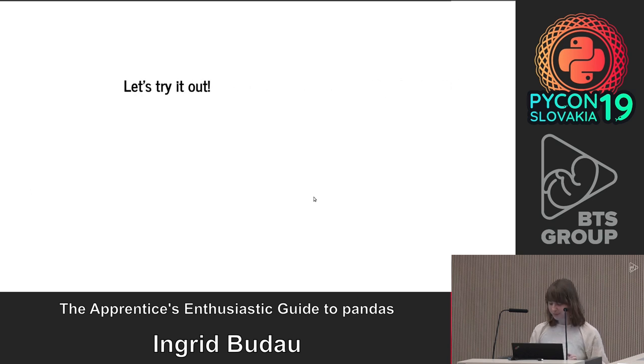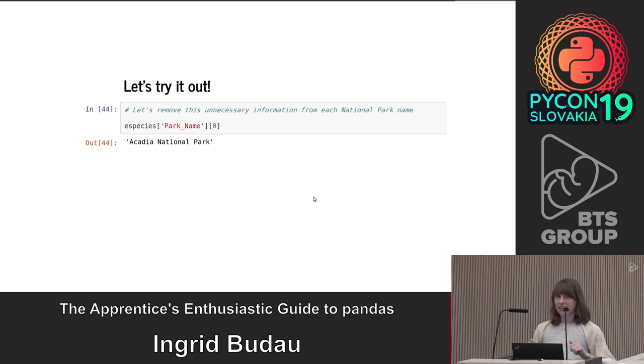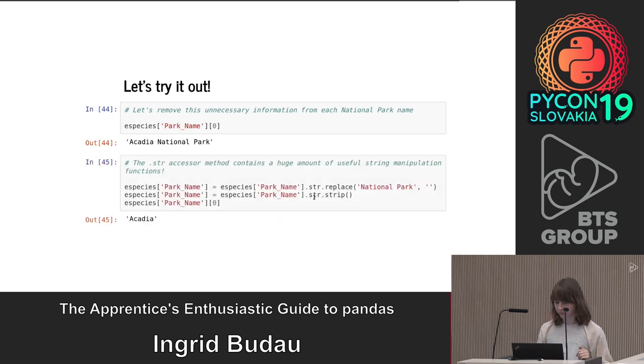Let's try this out. When we saw the park names, we saw every time it's written Acadia National Park. That's not necessary because we already know that. So, if we use these methods, we can easily say str.replace National Park with an empty string. And then, because we will still have the space, we will say str.strip. And here we have our result that for every park, we will only see their name.